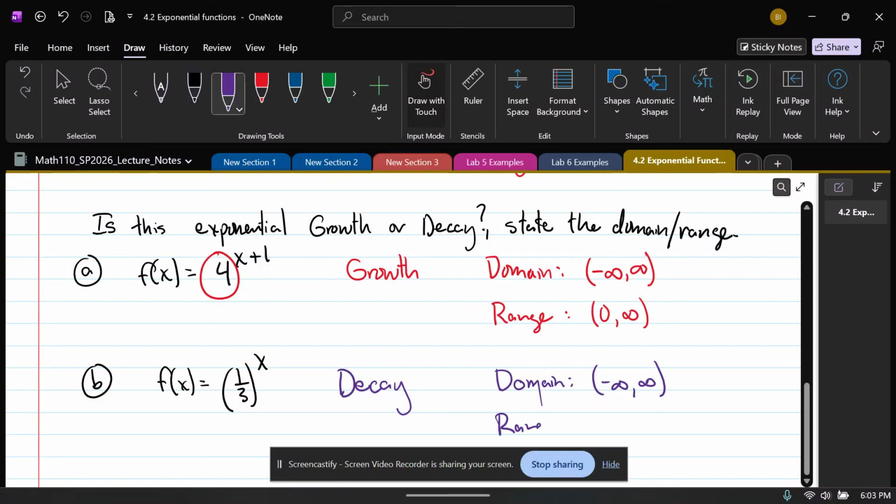The range, this one doesn't have a vertical shift, so it also is from 0 to infinity, which seems weird, but if you're decaying, the lowest you could ever get would be 0. You're never going to have negative germs, right? That's not possible. You can either have no germs or a bunch of germs, but you're never going to have negative germs. That's just not going to happen.